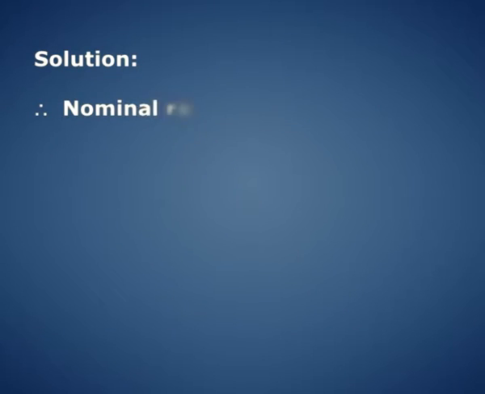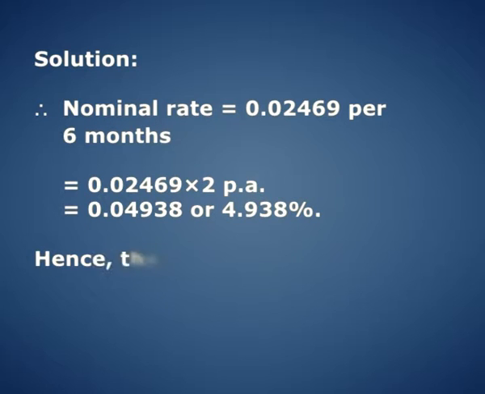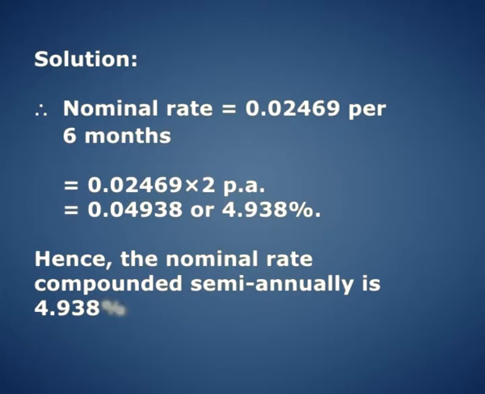Now let's calculate the nominal rate, which is given here as 0.02469 per 6 months. So that is equal to 0.02469 into 2 per annum. That gives us 0.04938 or 4.938%. Hence, the nominal rate compounded semi-annually is 4.938%.